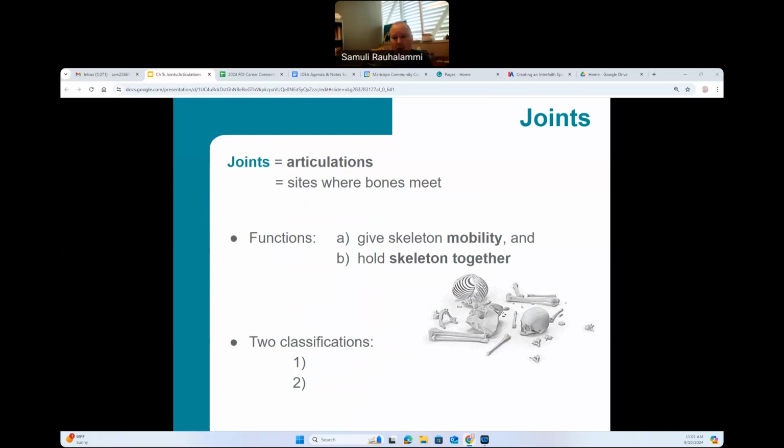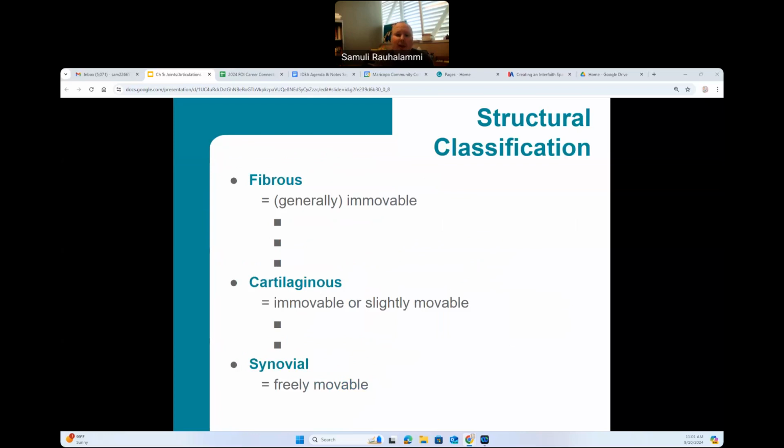Like I mentioned earlier in the intro, we have two ways of classifying the joints. The first is classifying joints based on their structure, and we'll spend the bulk of the time today on that. Then we'll also look at the classification based on the function of the joints. When we classify joints by structure, there are three subcategories I want us to focus on: fibrous joints, cartilaginous joints, and synovial joints.